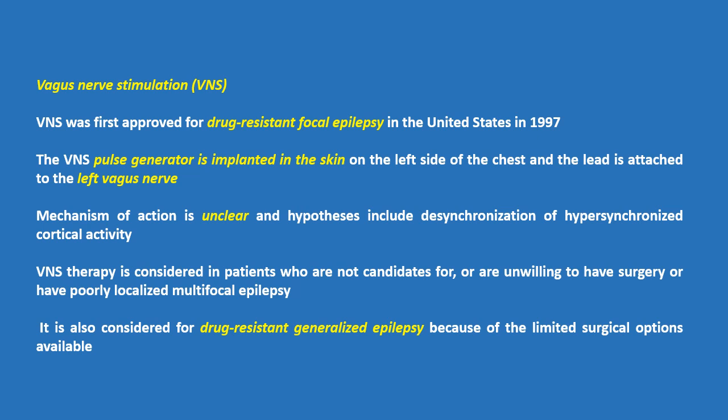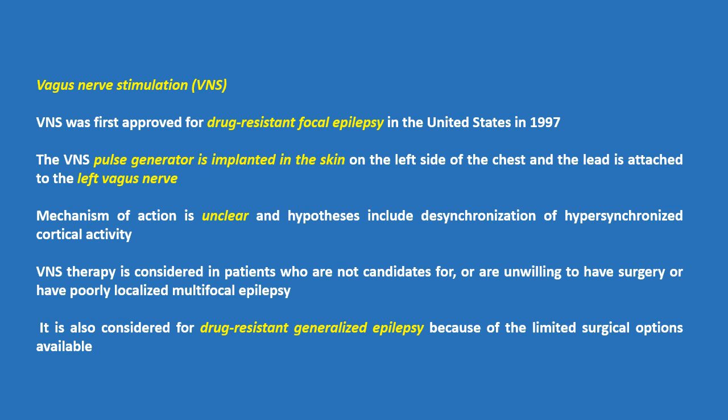Vagus nerve stimulation, or VNS. VNS was first approved for drug-resistant focal epilepsy in the United States in 1997. The VNS pulse generator is implanted in the skin on the left side of the chest, and the lead is attached to the left vagus nerve. The mechanism of action is unclear, and hypotheses include desynchronization of hypersynchronized cortical activity.